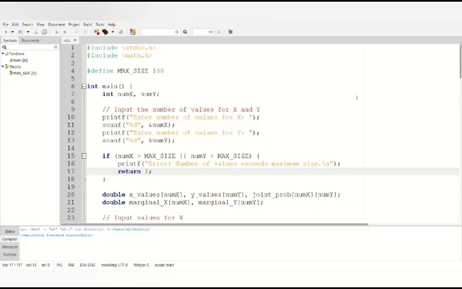Embrace uncertainty. Hello everyone. Today I am here to explain the C program to conclude the concept of joint probability distribution and marginal distribution and its mean, variance, standard deviation, and covariance. Here we first declare the header files #include <stdio.h> and #include <math.h>, and here we define the maximum size 100, and here the main function starts.